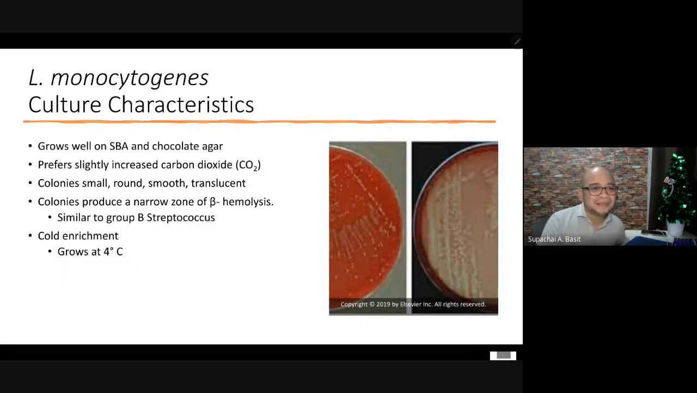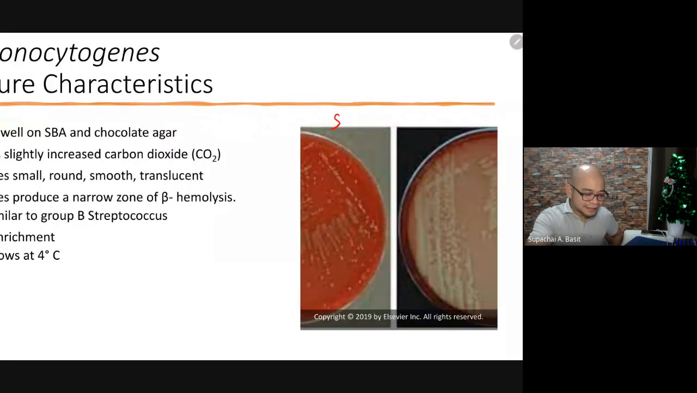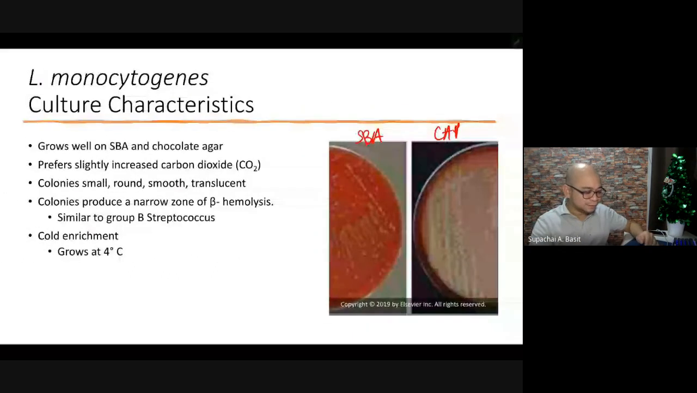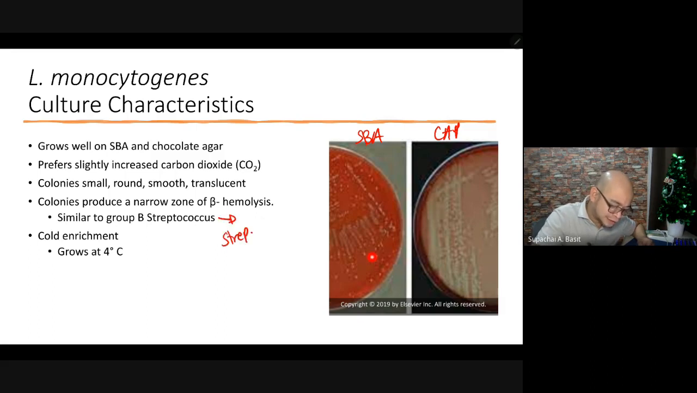They can grow well on blood agar plate, this is the SBA, and the chocolate agar plate, but they need a slight increase of CO2. In blood agar plate, for example, they are characterized by small, round, smooth, translucent colonies, and they also produce a narrow zone of beta hemolysis that is almost similar to group B streptococcus. If you remember, group B streptococcus is Streptococcus agalactiae. I hope you have watched it already.